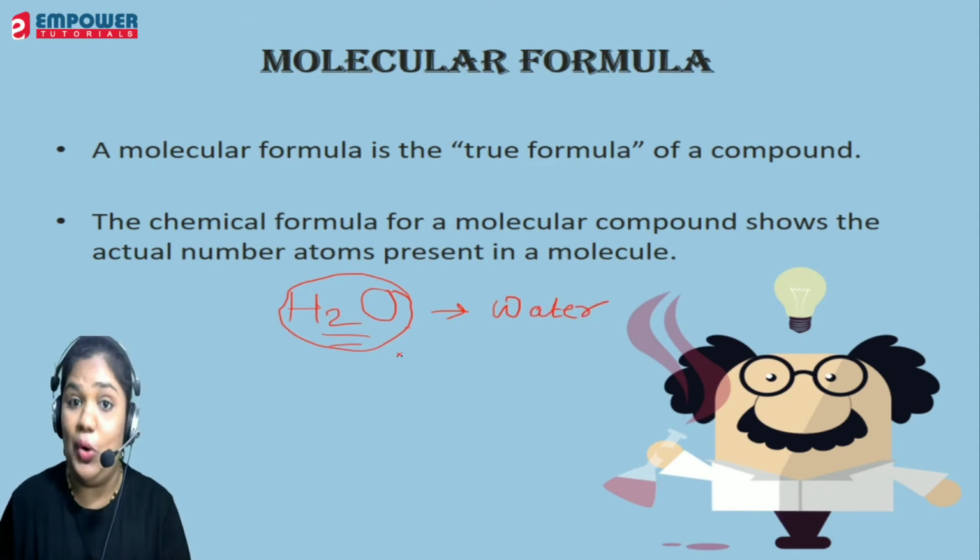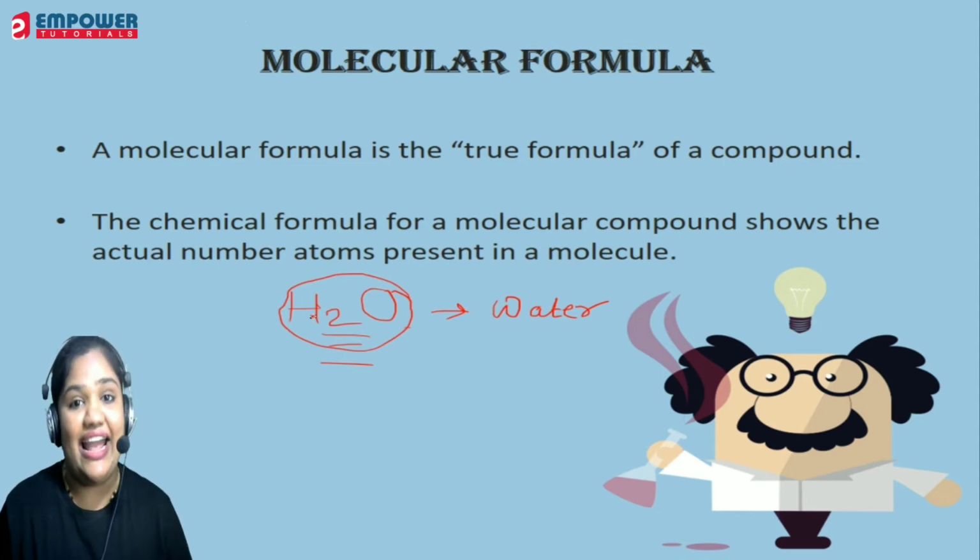And H2O, this is the molecular formula of water, students. What does it represent? This formula represents the number of atoms present in the molecule. So for hydrogen there are two atoms, and for oxygen there is one. In this way, this is a water molecule. So this is a molecular formula.